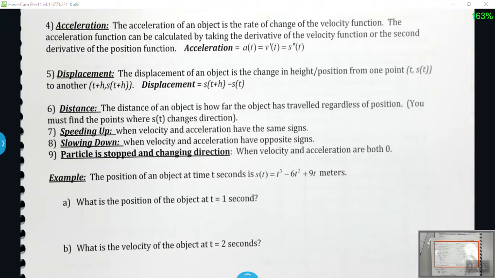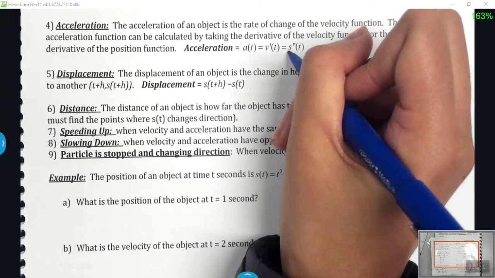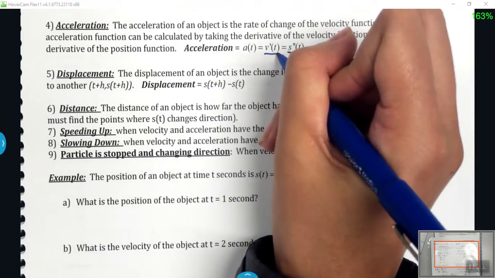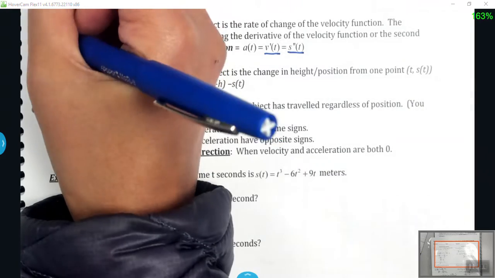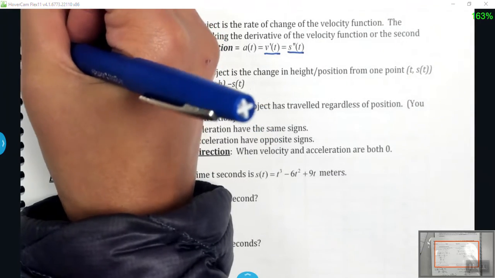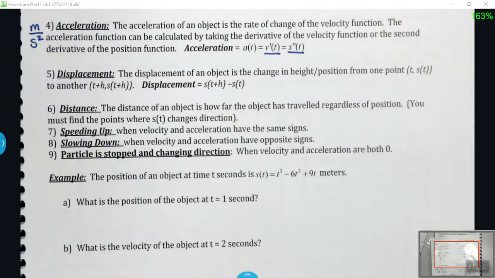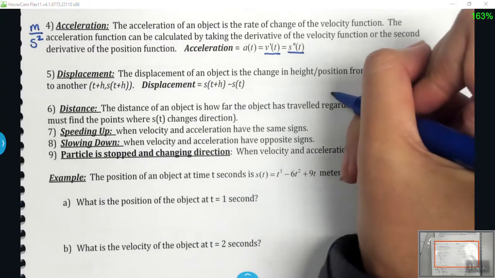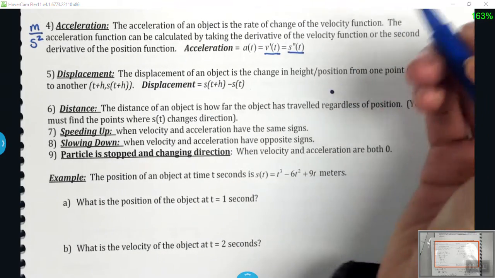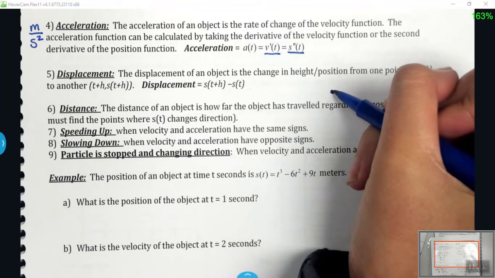Acceleration is the second derivative of position or the first derivative of velocity. So if I take the derivative of meters per second, I end up getting meters per second squared, or meters per second per second, but they usually say meters per second squared.